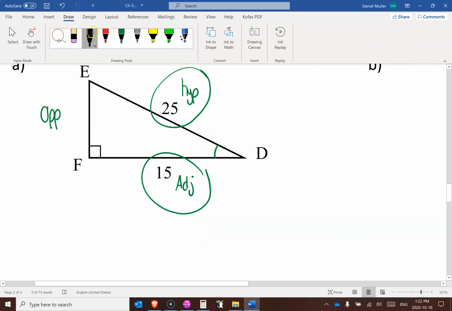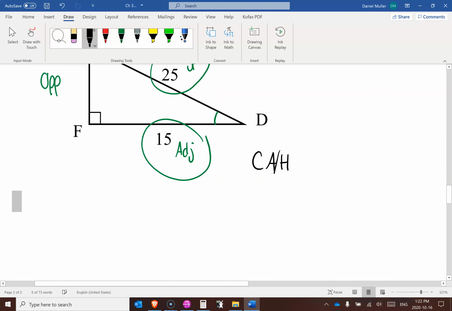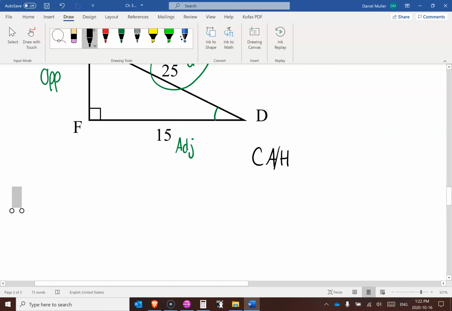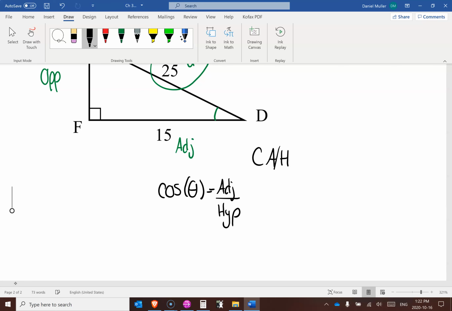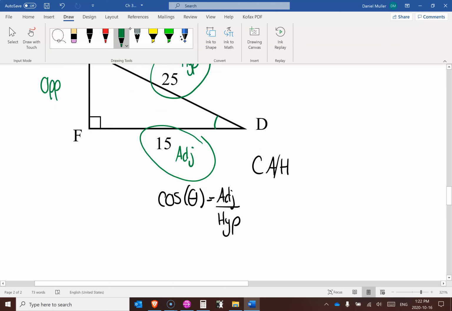But which formula is that? A and H. A and H would be cosine, so CAH. So my formula is going to be cosine of an angle equals adjacent over hypotenuse. And what is my angle? Cos of an angle. I don't have the angle. That's right, that's the whole point. I need to find the angle.